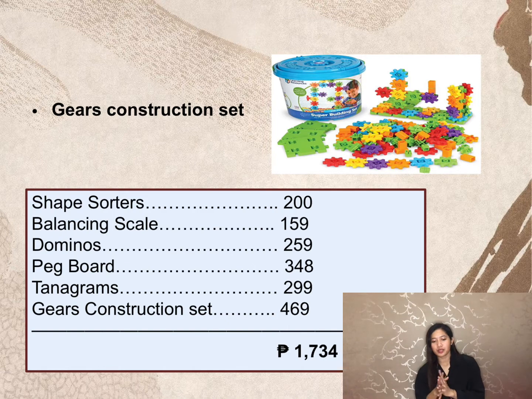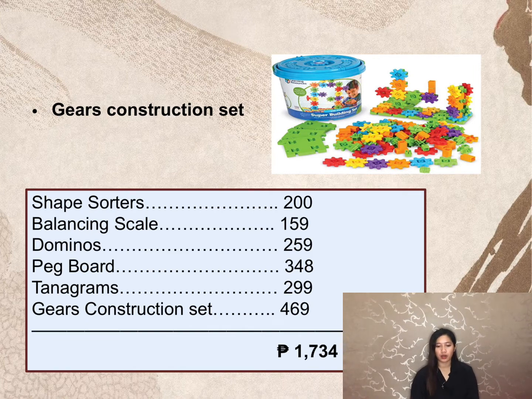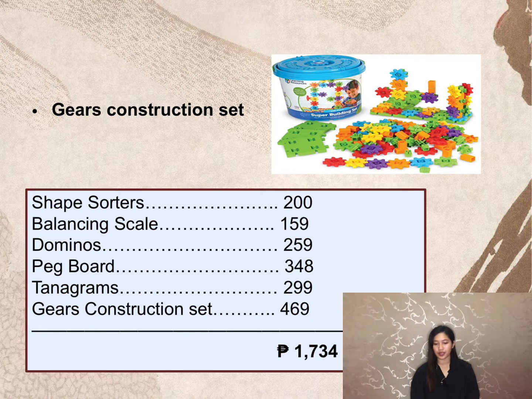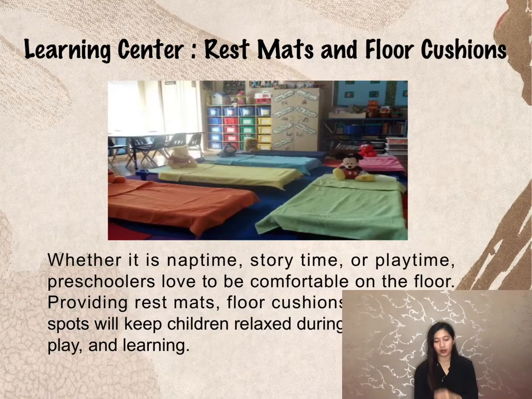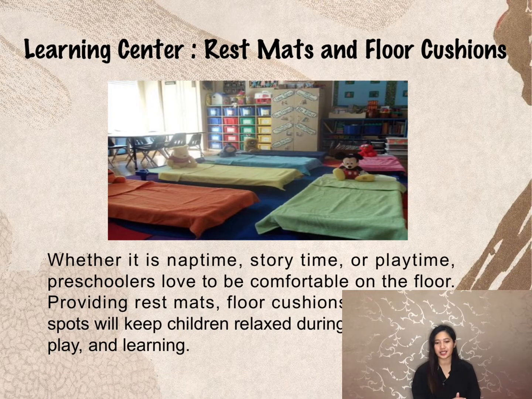So shape sorters cost 200 pesos. Balancing scale costs 159 pesos. Dominoes cost 259 pesos. Pegboard costs 348 pesos. Tangrams cost 299. Gears construction site costs 469, and a total of 1,734.